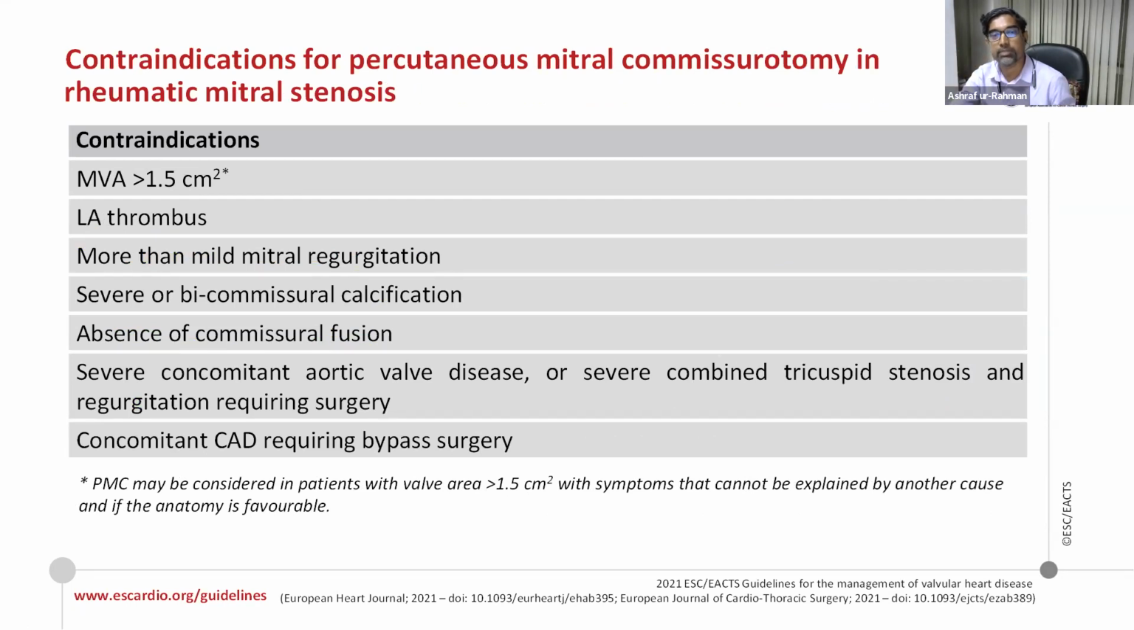So these are the contraindications we have to keep in mind when doing PTMC: mitral valve area more than 1.5, LA thrombus, more than mild MR. We have to assess the MR very carefully. If the MR is more than mild, PTMC should not be done. And also severe or bicommissural calcification. The Wilkins score doesn't include this commissural calcification. So if a patient has bicommissural calcification, he is not a candidate for PTMC. And also severe concomitant aortic valve disease or severe combined tricuspid stenosis or regurgitation requiring surgery, these patients should proceed for surgical MVR.